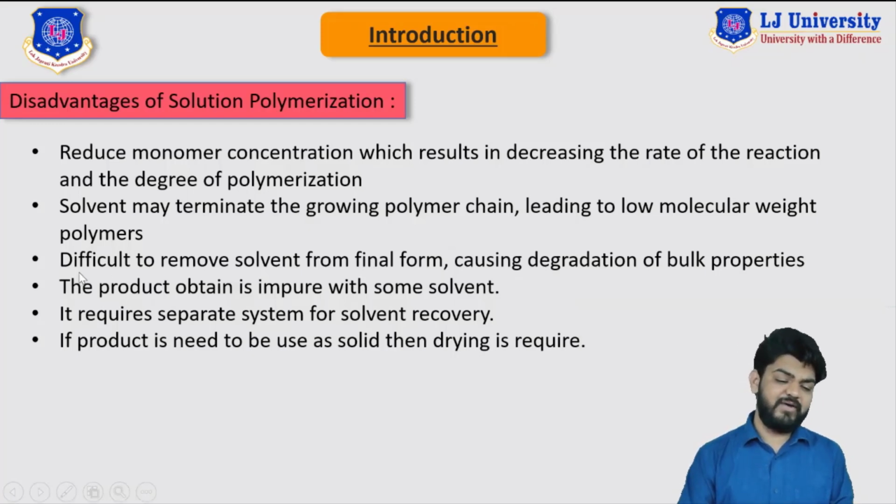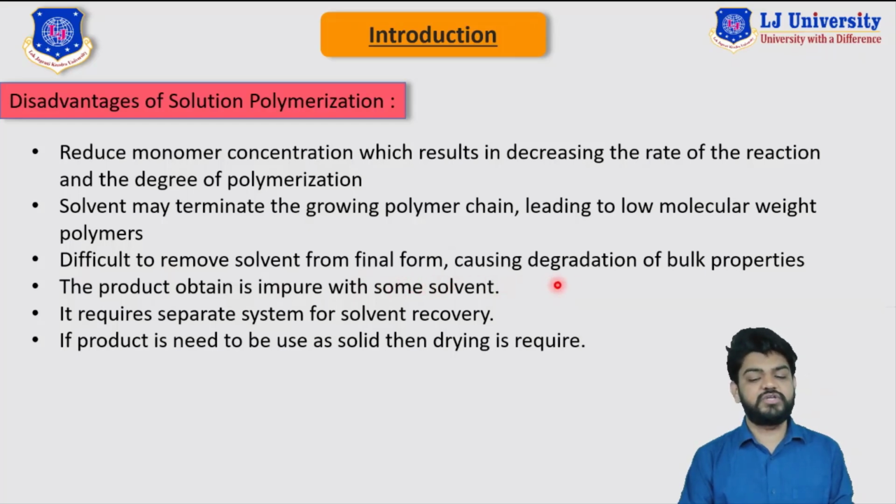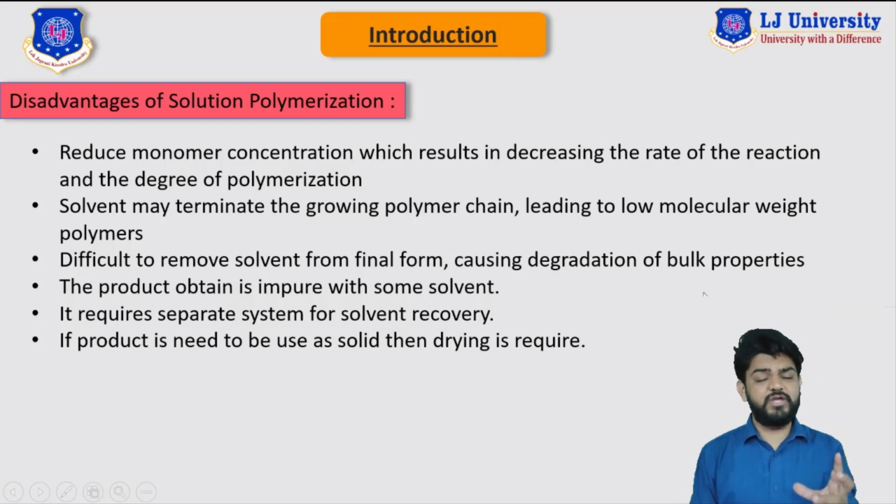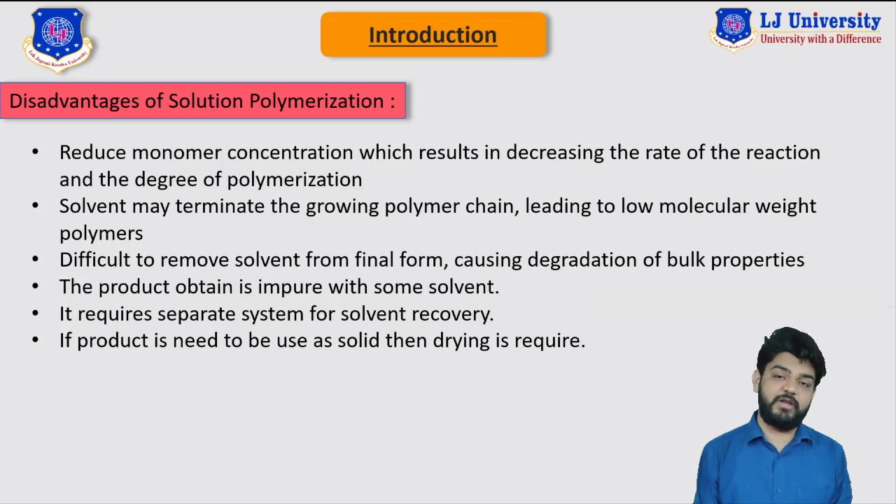The next disadvantage is that it is difficult to remove solvent from the final product. This causes degradation of the bulk properties. So your polymer produced also contains some amount of the solvent, which eventually degrades the polymer and leads to a compromise in the bulk property of the polymer. So we can say that we are not going to get 100% pure polymer with this type of method, because some amount of the solvent will always be there in your product polymer.